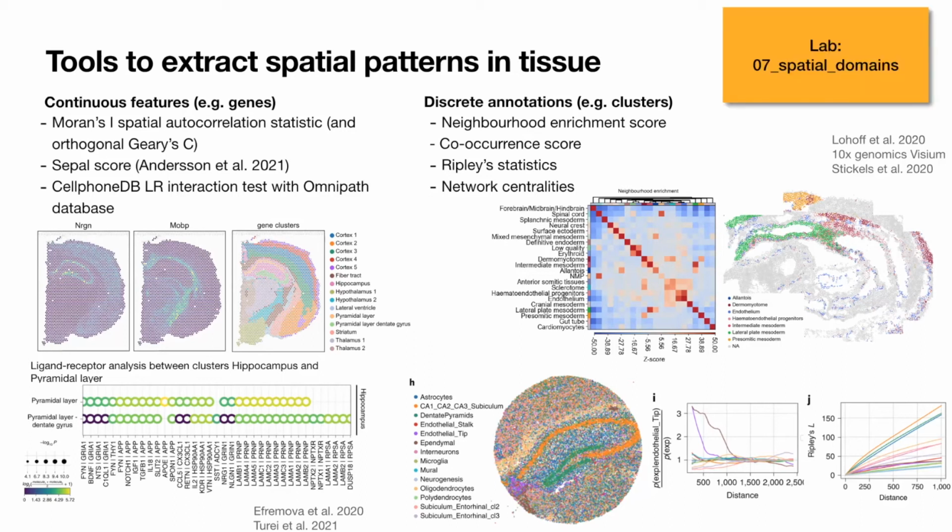Right. So for all of these tools that we have implemented to extract spatial patterns in the tissue, we have this lab called Spatial Domains. This essentially shows you an example of how to use all of these functions that I've just described, and also gives you a bit more information on what the return type is and how you can plot the results and so on. Okay. Great. In case there are no questions for this particular part, I will then move on to the image part.